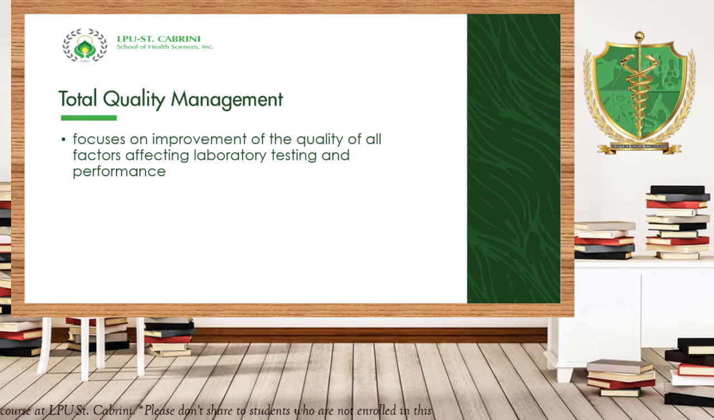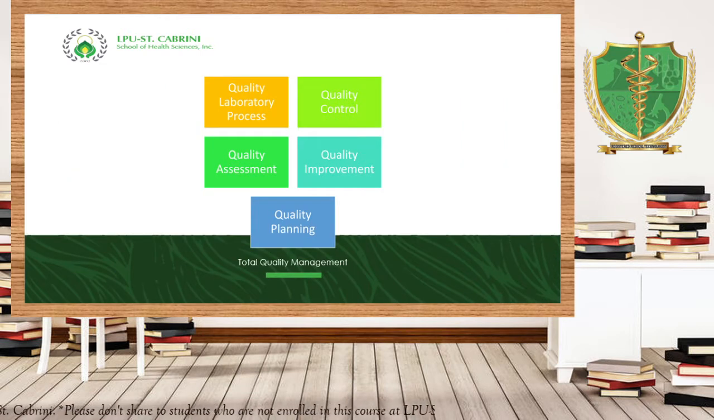Now, when we are going to discuss total quality management, there are five concepts that you have to remember. What are those? The quality laboratory process, the quality control, the quality assessment, the quality improvement, and the quality planning. Okay? So let's discuss first the quality laboratory process.